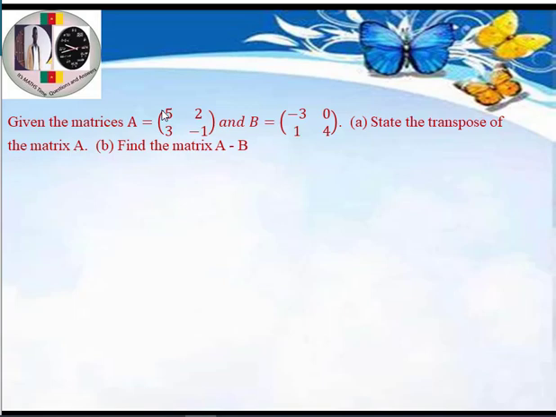So because this matrix has 2 rows and 2 columns, we call it a 2 by 2 matrix. So if a matrix has 2 rows and 3 columns, we call it a 2 by 3 matrix. So the number of rows comes first and the number of columns comes second to give us the order of a matrix. Okay, for us to get the transpose of a matrix, we simply interchange the rows and the columns.